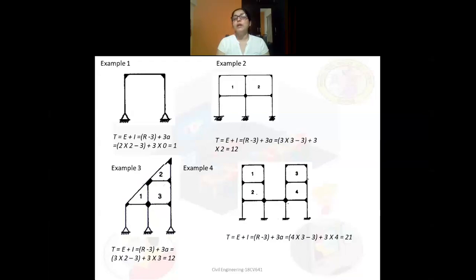We have two closed frames, 1 and 2. We can notice here we have two closed frames.